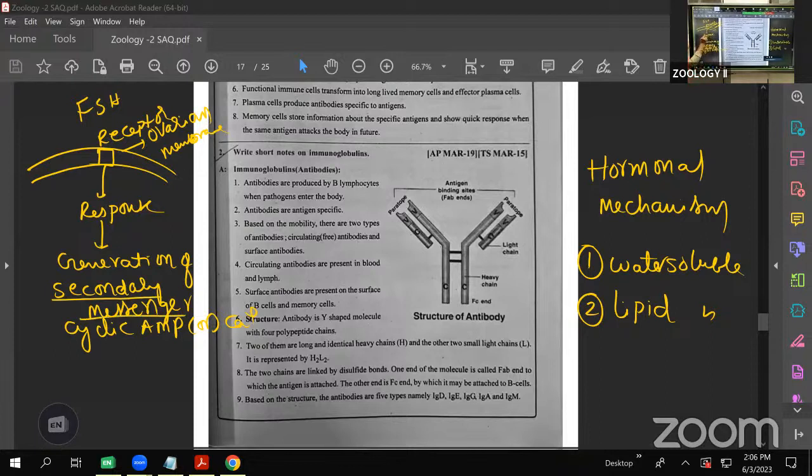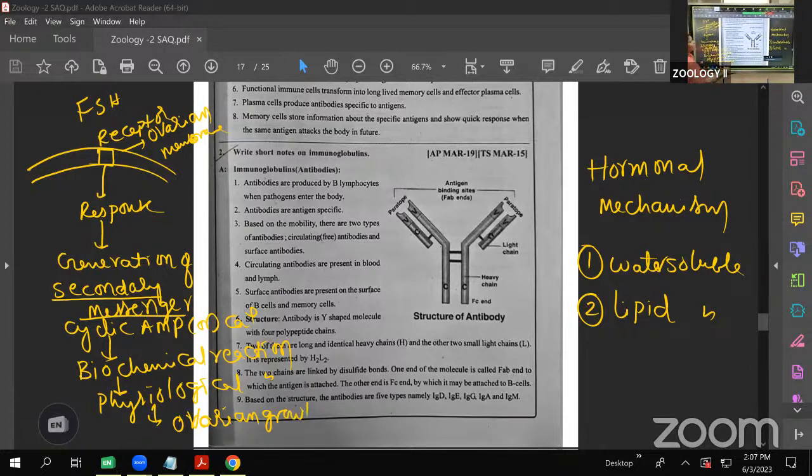First the response is there. They are formed as secondary messengers. Secondary messengers give the response and biochemical reactions occur. After that, the physiological reactions occur. Like this, lastly ovarian growth occurs inside of this.